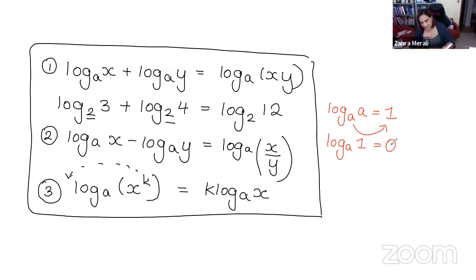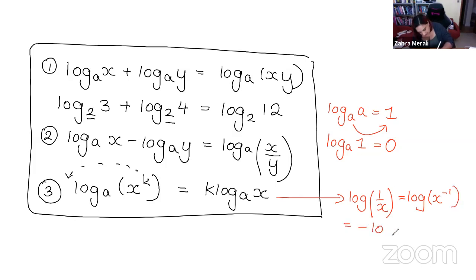And it's not really a special case, it's a case of this, but if I had log of 1 over x, now I know from my indice rules, this is the same as saying x to the power of minus 1, so I can bring that minus in front and I'd get minus log x. Okay, so those are your 3 rules and a couple of special cases.